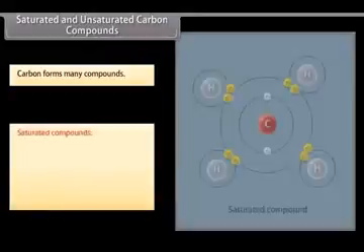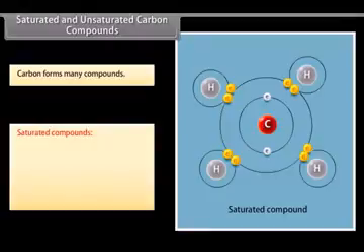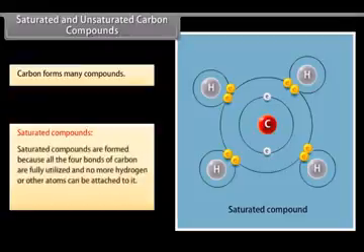Saturated and unsaturated carbon compounds. Carbon forms many compounds. The 2 main types of compounds are saturated compounds and unsaturated compounds. Saturated compounds. The carbon and hydrogen compounds, where the adjacent carbon atoms contain only one single covalent bond, are known as saturated hydrocarbons. The reason for the formation of saturated hydrocarbons is because all the 4 bonds of carbon are fully utilized and no more hydrogen or other atoms can be attached to it.